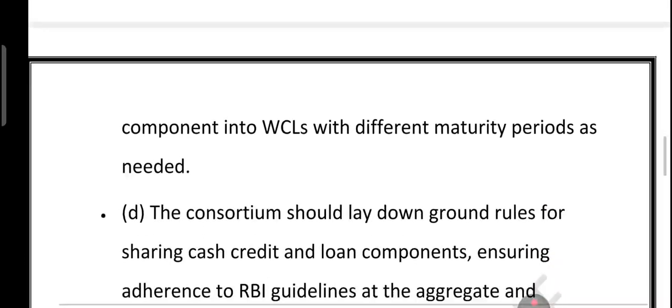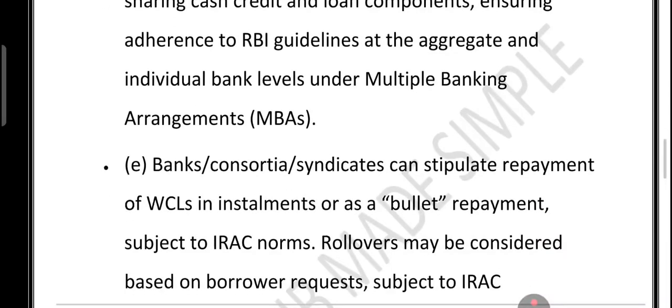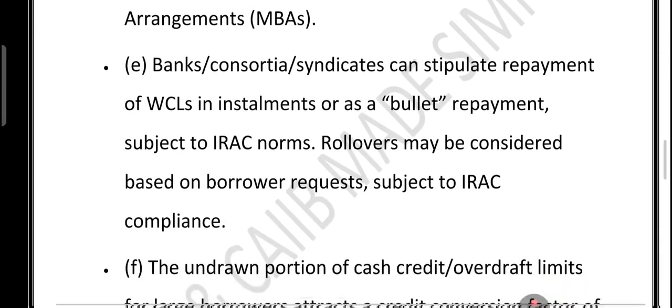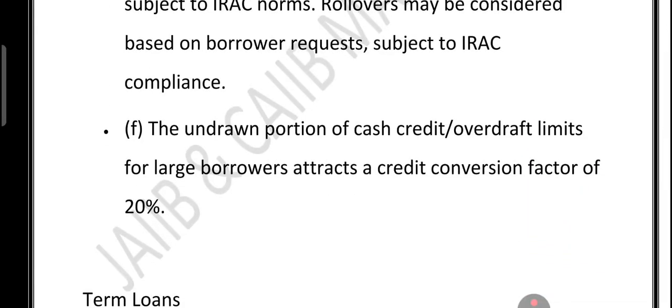Lastly, one more thing is the undrawn portion, right? What is the meaning of undrawn portion? The undrawn or unused portion of the cash credit limit also has a cost. As per RBI, for large borrowers, banks apply a 20% credit conversion factor on the unused portion. Why? To reflect that there is still some risk even if the borrower has not used the funds yet. So on the undrawn portion, a 20% credit conversion factor is applied, right?